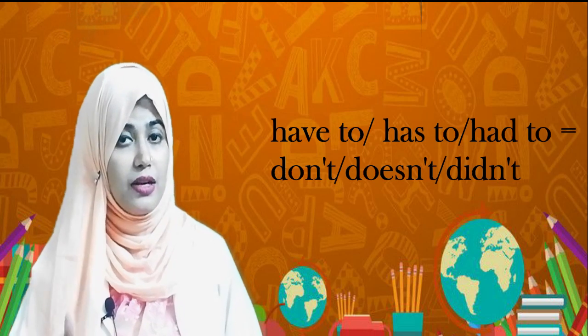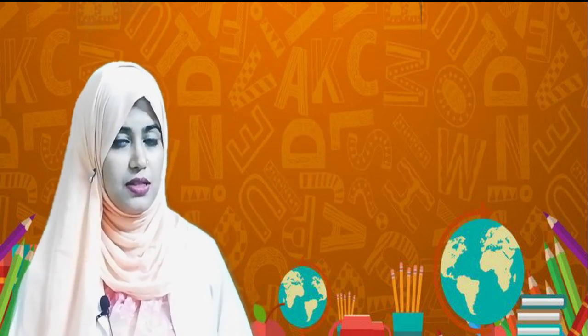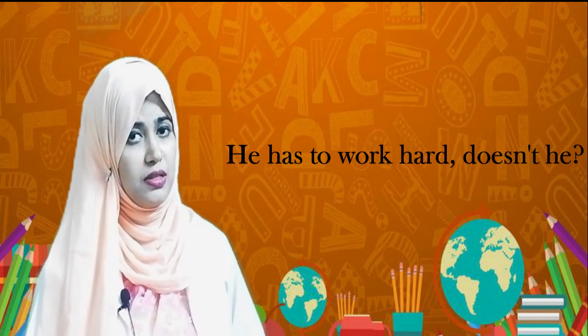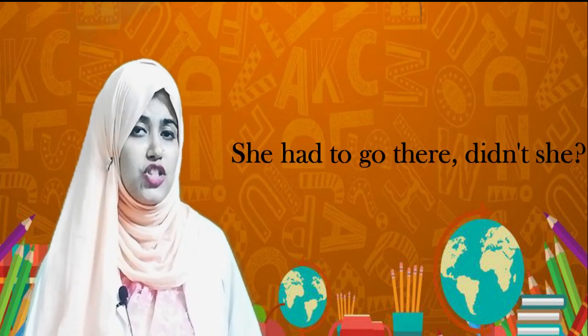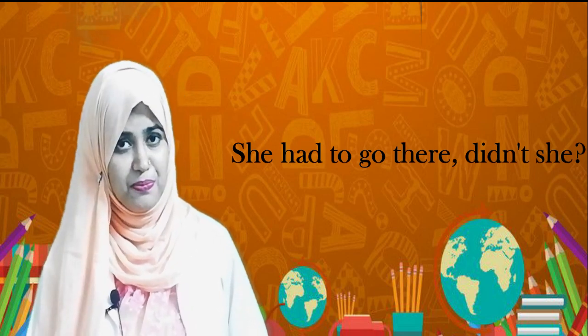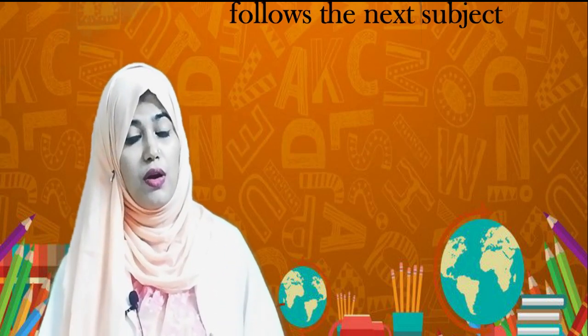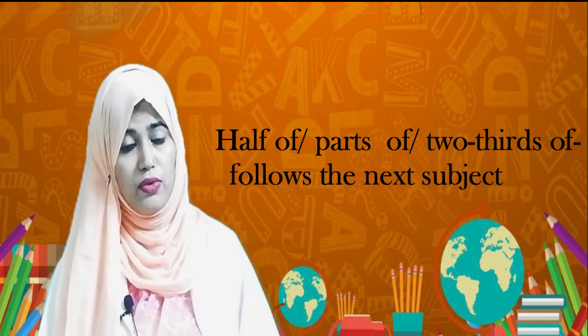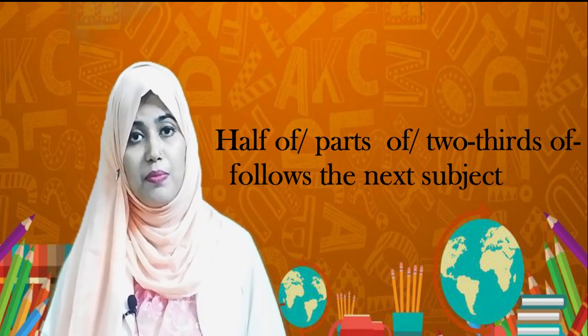And in case of had to, you are going to use didn't. For example, he has to work hard, doesn't he? Then she had to go there, didn't she? Then in case of part of, half of, 2/3 of, you have to follow the subject.